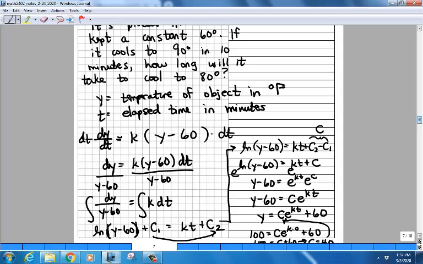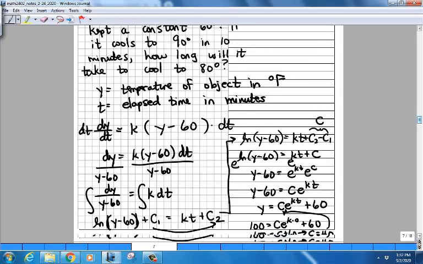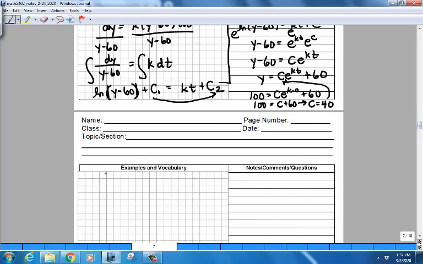Well, in any event, whatever it is, that's all the information we need, right? So the temperature is going to be 90 when t is 10. But we already know that C is 40, so we can plug the 40 in for C: 40 e to the k times 10 plus 60. And now you've got this equation to solve, but now for k.